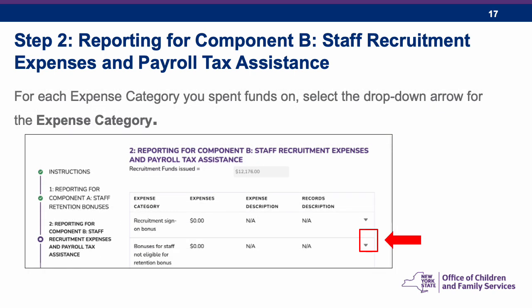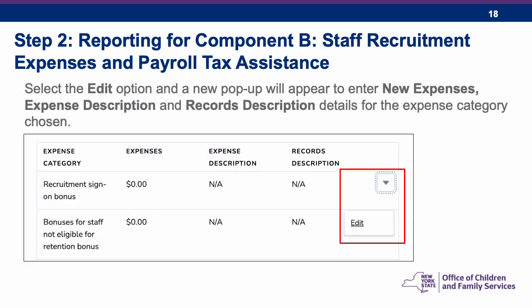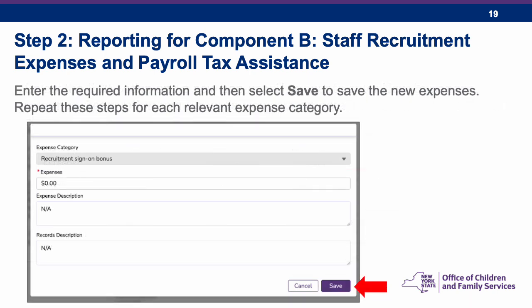For each expense category you spent funds on, select the drop-down arrow for the expense category. Then select the Edit option. A new pop-up will appear to enter new expenses, expense description, and records description details for the expense category chosen. Enter the required information and then select Save to save the new expenses. Repeat these steps for each relevant expense category.